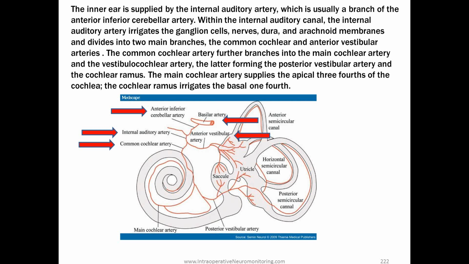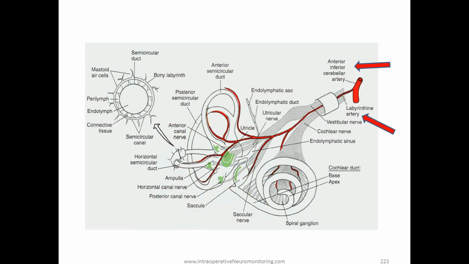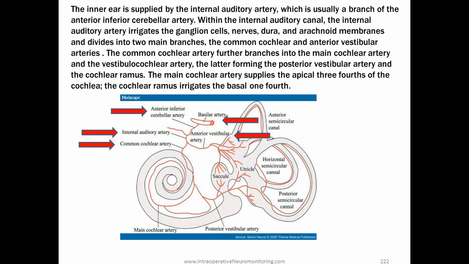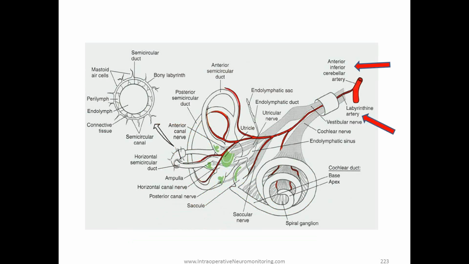The main cochlear artery supplies the apical 3/4 of the cochlea. The cochlear ramus irrigates the basal 1/4. So here we have our two major vessels that we need to know, the AICA coming off that basilar artery mostly, and the labyrinthine artery, which is the AKA for that internal auditory artery. And then we see it splitting off into these other branches that were labeled before.